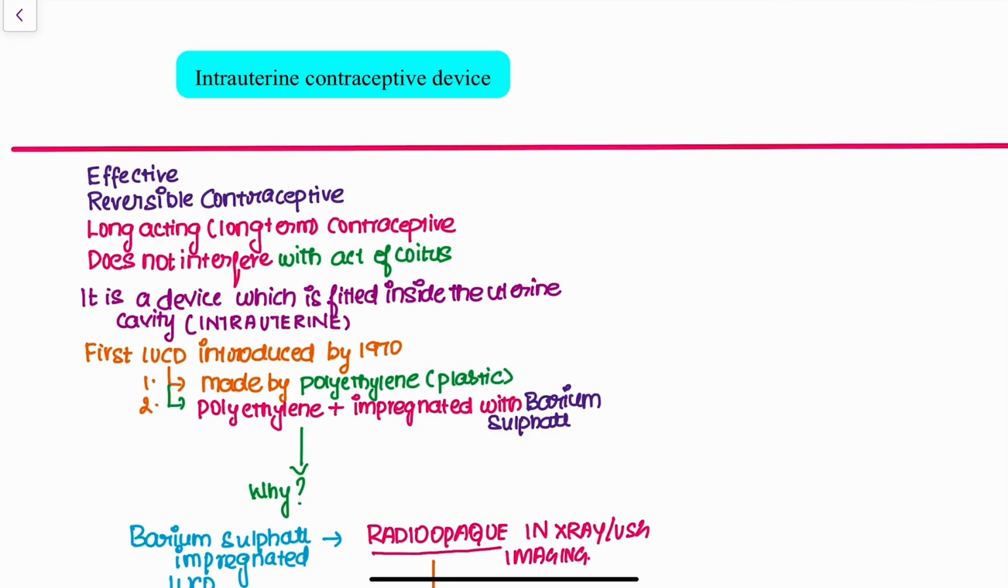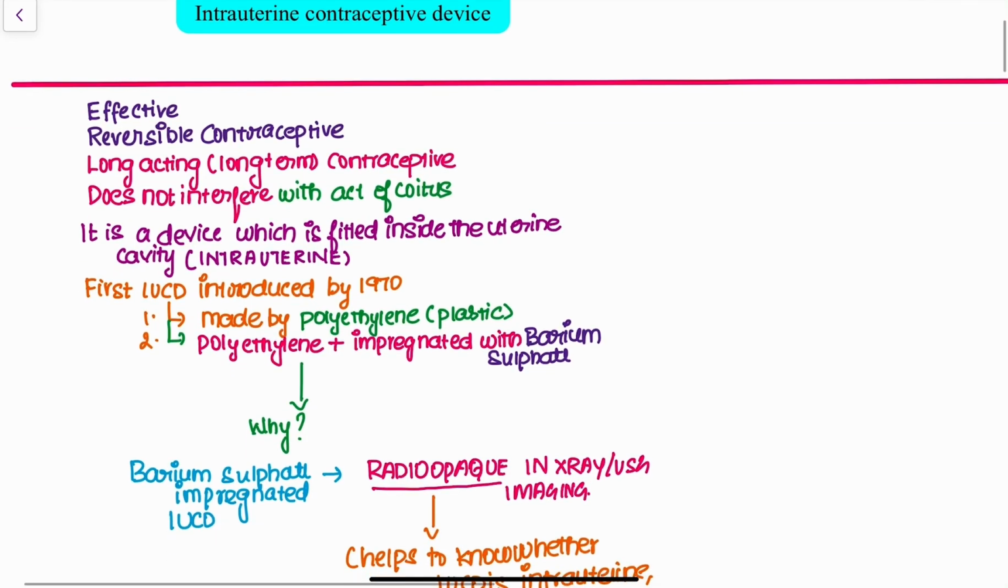So basically it is a device which has the action of contraception, and this device is introduced inside the uterine cavity. So it is basically a device which has the contraceptive effect and it is inserted inside the uterine cavity. So it can be called an intrauterine contraceptive device as well, right? It is called IUD, intrauterine contraceptive device.